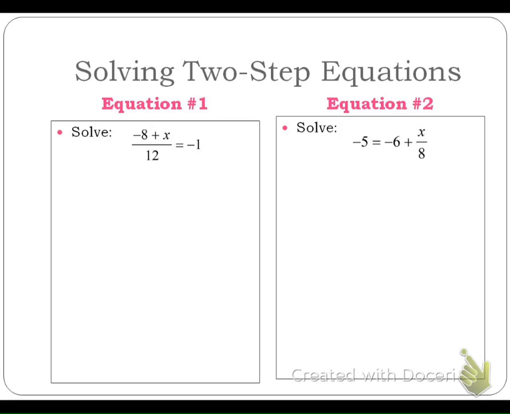Equation 1. So I must apply cross multiplication. So I'm going to cross multiply the 12 to the negative 1 in order to get rid of that 12. So you times by 12 to both sides. Cancels out the 12, and you simplify. Negative 8 plus x is equal to, well, negative 1 times 12 equals negative 12.